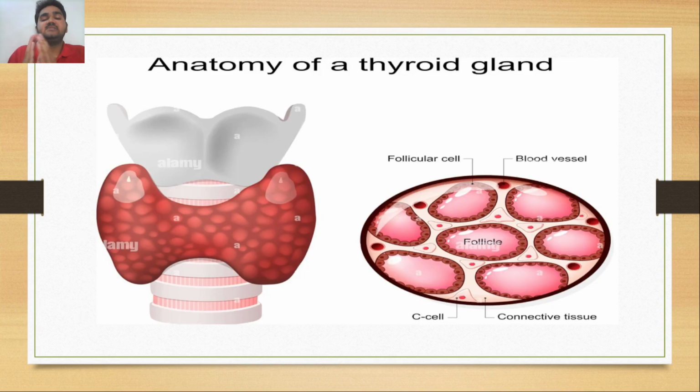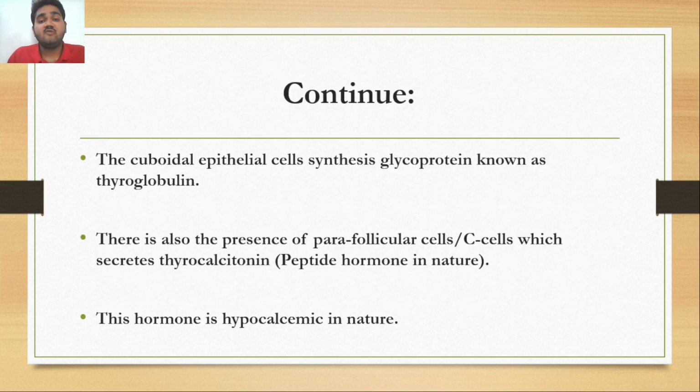Now just look at this image very carefully. We can see some big cells in this image, and those big cells are known as follicular cells. Can you notice there are some small cells present just beside our follicular cells? These particular cells, my dear friends, are known as C cells. There is a presence of parafollicular cells, which we also call C cells, and these C cells are secreting a very important peptide hormone known as thyrocalcitonin.